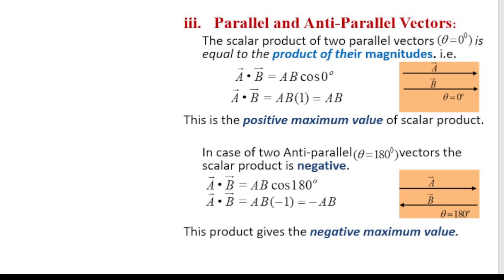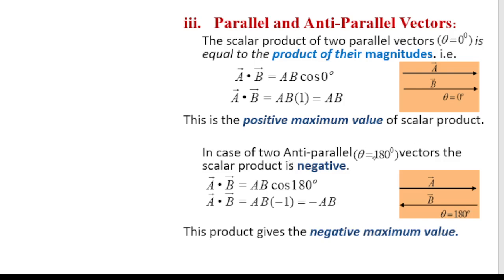Parallel and anti-parallel vectors. The scalar product of two parallel vectors, where theta is 0, is equal to the product of their magnitudes. A dot B is equal to AB cos 0, as we know that cos 0 is equal to 1, so A dot B is equal to AB. This is the positive maximum value of scalar product.